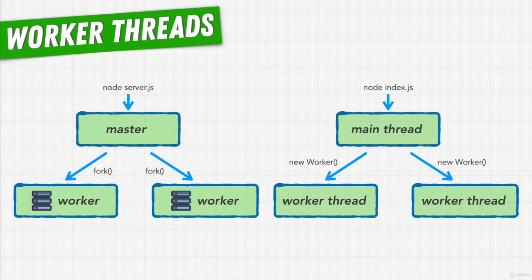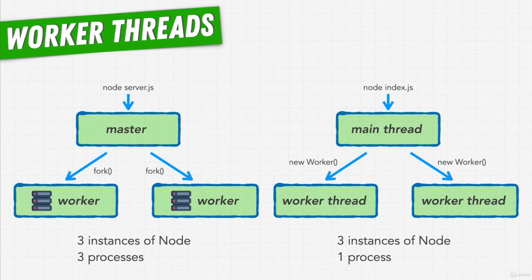Basically, you can think of the cluster module as allowing us to run multiple instances of Node in separate processes, while the worker thread module allows us to run multiple instances of Node in the same process. By taking advantage of that V8 isolate feature that we mentioned. We'll see this whole flow in action when we write some code to take advantage of worker threads.